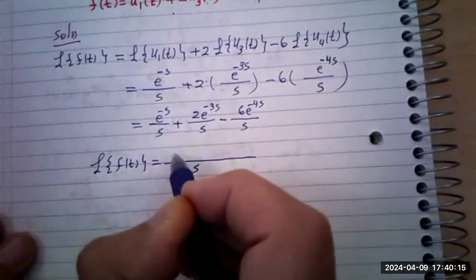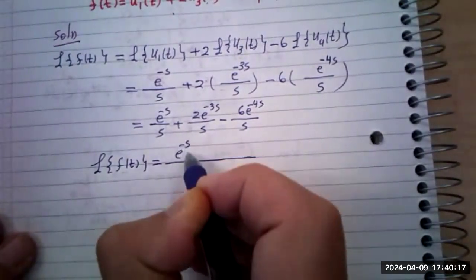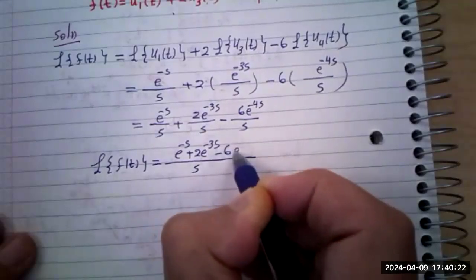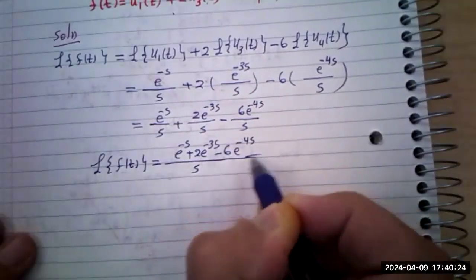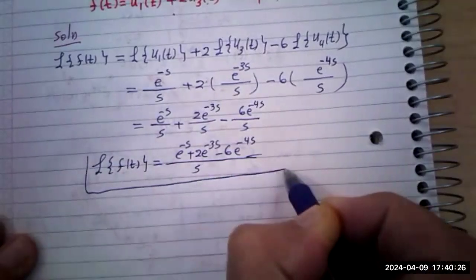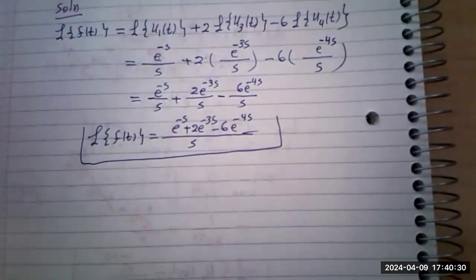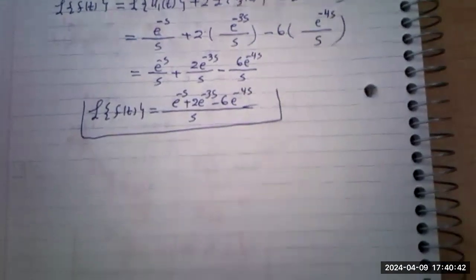So it's going to be s in the denominator, and the top would be e to the negative s plus 2e to the negative 3s minus 6e to the negative 4s. That would be the final answer. If the numbers are different, just leave it as is. In this case, we simplify. So that's one version. Any questions?